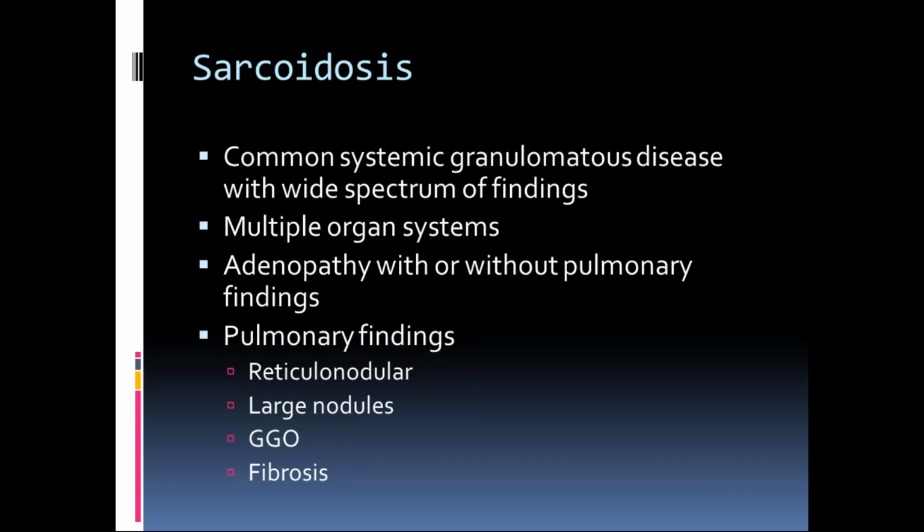But some of the findings that you do find in sarcoid are the reticular nodular type of things that we just saw. You can actually get much larger nodules getting into the 1 to 2 centimeter nodules. You can get ground glass opacities, which are extremely subtle, and fibrotic findings in more end-stage disease.